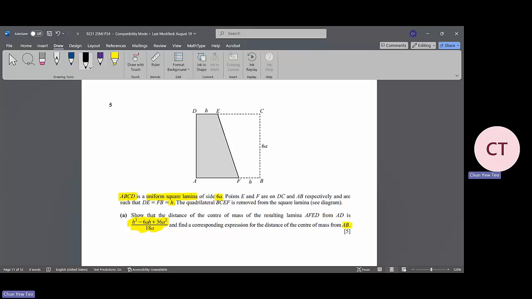Okay, so we are looking for the center of mass. That means we are looking for the bar X and we are looking for the bar Y.